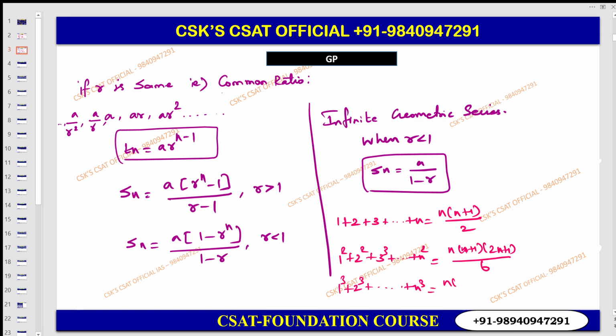Cube n into n plus 1 by 2, the whole square. So if you are remembering this, it is more than sufficient. Okay, so now we'll move on to the competitive exam kind of problems.